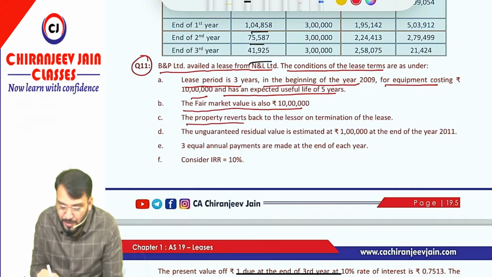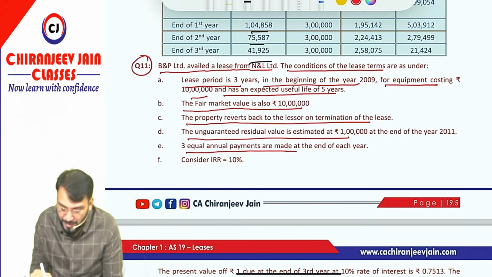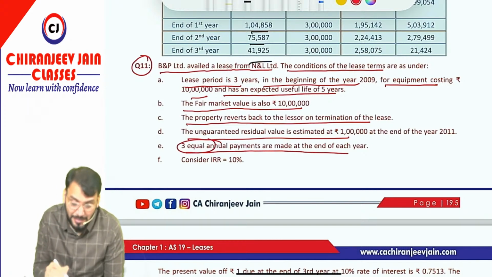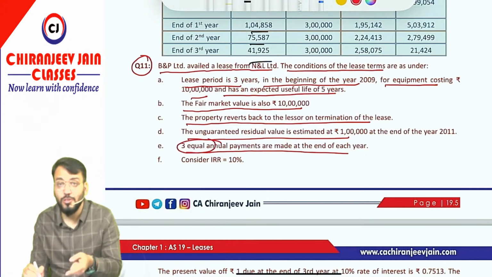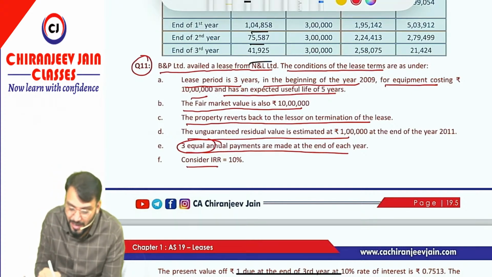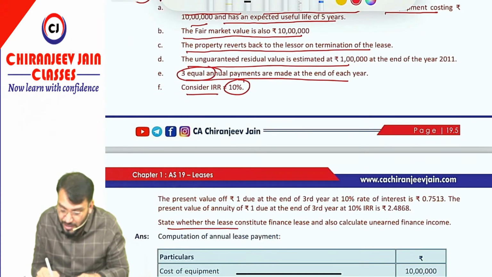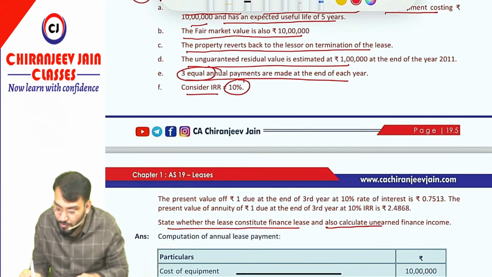The property reverts back to the lessor on termination of lease. The UGRB is given, 1 lakh. 3 equal annual payments are made at the end of each year. But what is the equal payment? That is not given. Means in this question the equal annual lease payment is not given. Consider IRR 10%. The present value is given. State whether the lease constitutes a finance lease and also calculate unearned finance income.